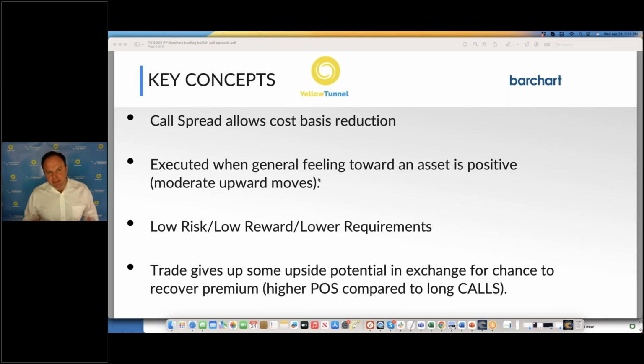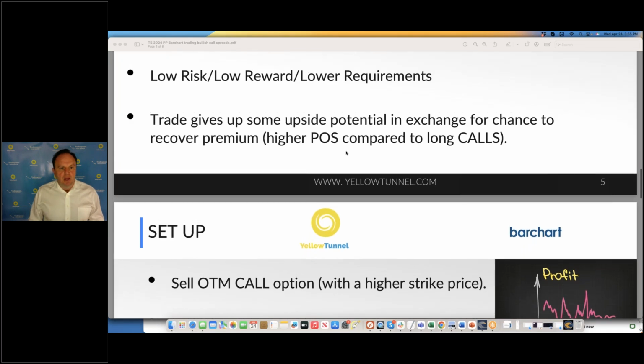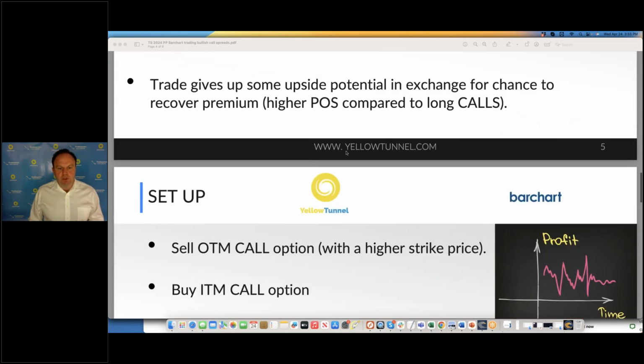The advantages, the key concepts of bull call spreads: it's low risk, low reward, and low requirements. The option requirements are lower. The risk is mitigated because you're long and short the market at the same time, and you're just expressing a certain bias or opinion. The trade gives up some upside potential. If you buy calls on Meta and Meta moves 20% to the upside, then you do give up the upside on the option spread. That's the disadvantage. Just like covered calls, you're limiting your upside if you're doing bullish call spreads. And we'll talk about probability of success.